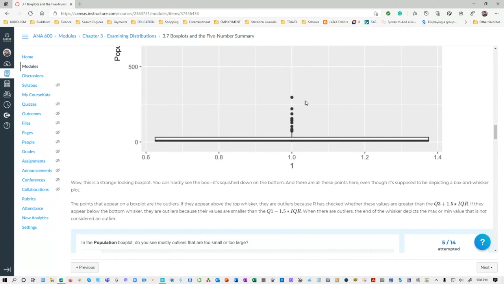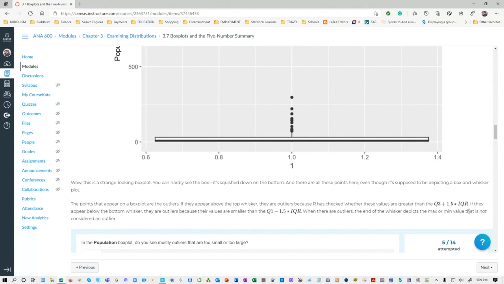This is the max, okay? This is not considered an outlier. The max is not considered an outlier, but the others are considered outliers. These are outliers because they were above the box. If you see the dots, they are outliers. This one, I'm sorry, this one is the maximum. After the maximum, it's not considered an outlier. When there are outliers, the end of the whisker depicts the max or min.